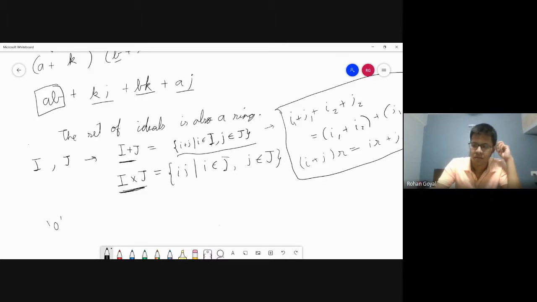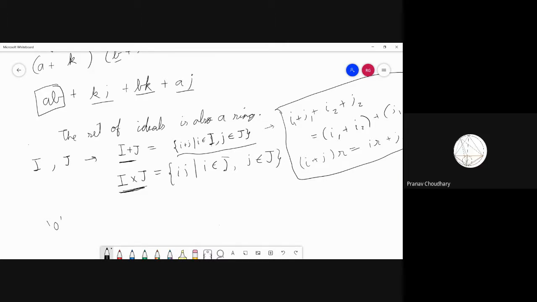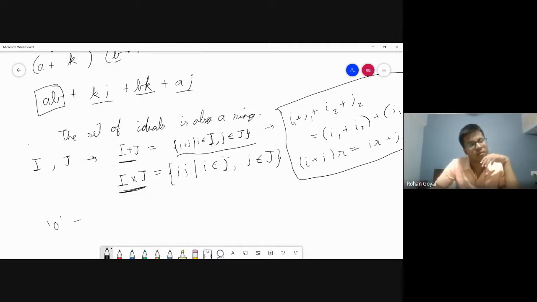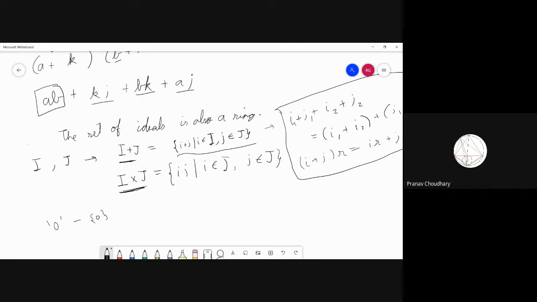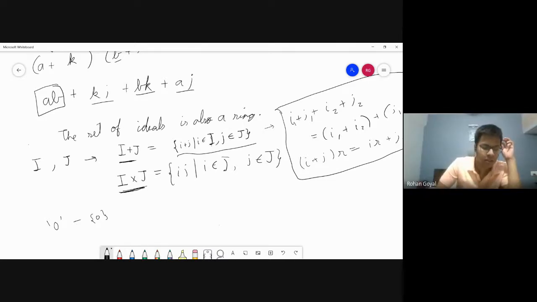Oh, the zero, the null ideal, like basically with no element. No element, or the zero element. Okay, yeah, zero element. Yes. Okay. I mean, I'm not going to consider the null ideal, like the empty ideal, to be an ideal. It's not helpful for us.